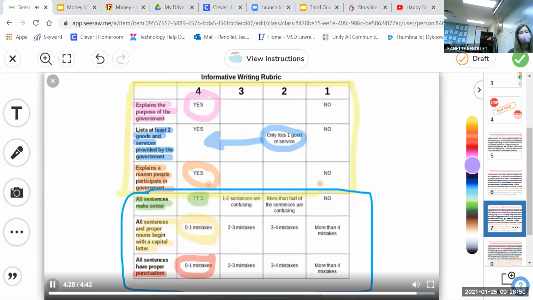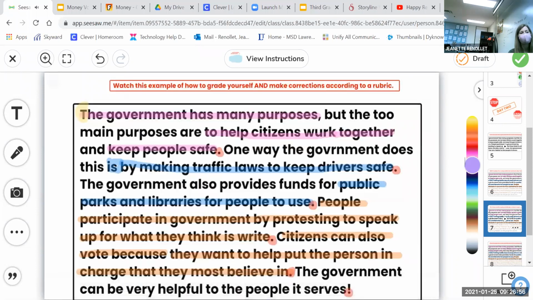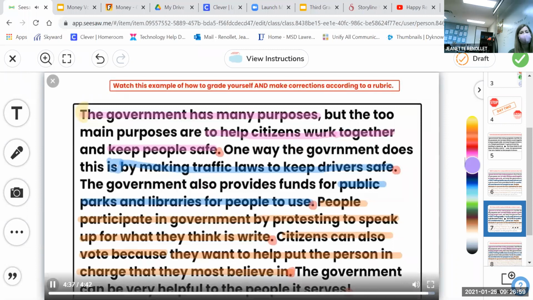There were a couple of other mistakes in here that maybe you caught on as not making sense because of the way a word was spelled. Did you find any of those? Awesome job. Now, boys and girls, it's your turn.